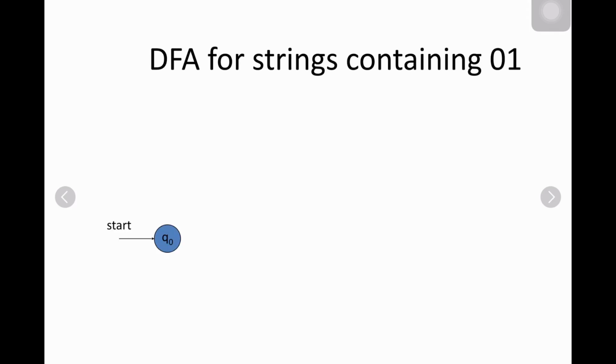Let's take the first question here: a DFA for strings containing 0, 1. Suppose a string consists of the substring 0, 1 followed by any kind of zeros and ones. I start the DFA for strings containing 0, 1 with delta of q naught. On 0, it will go to q1.